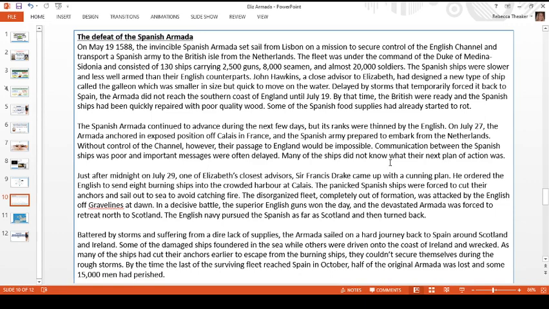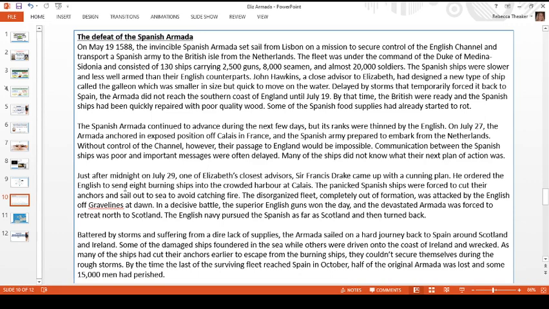Furthermore, communication between the Spanish ships was really poor. Important messages were often delayed. Sometimes it would take 6 weeks to get a message from one Spanish ship to another, and by that point, obviously, things have changed. Many of the Spanish ships did not know what their next plan of action was, so quite a few of the Spanish ships felt a bit in the dark, didn't really know what was happening. And this is where it gets quite interesting.